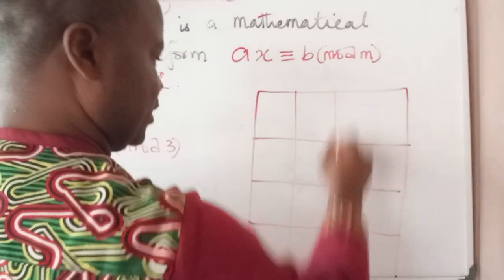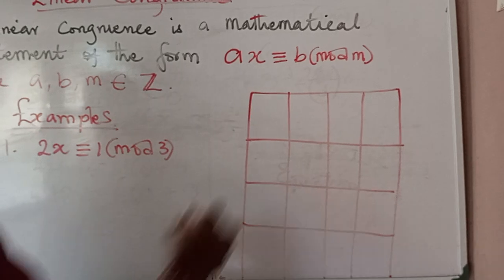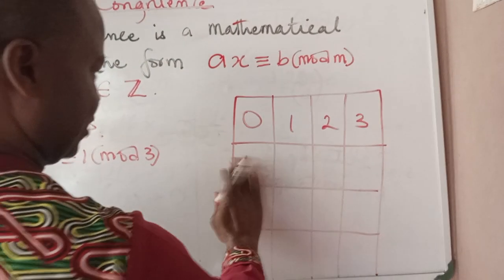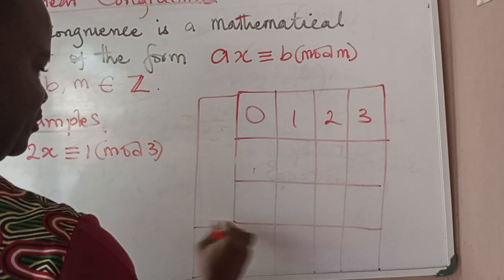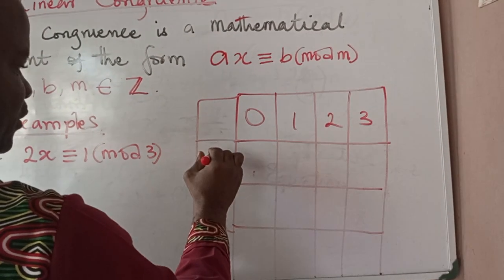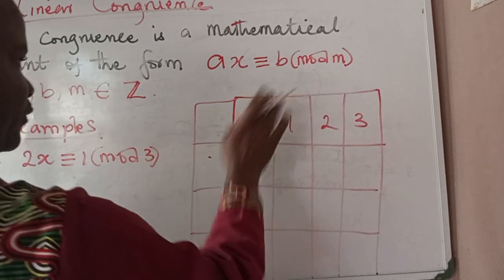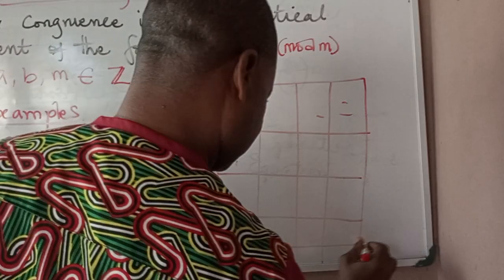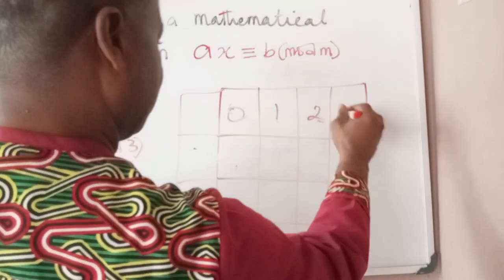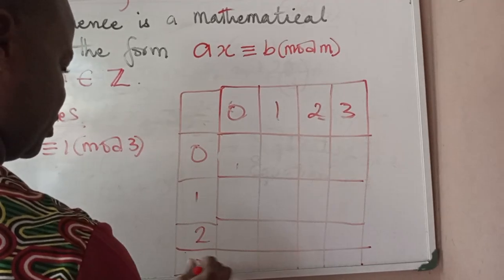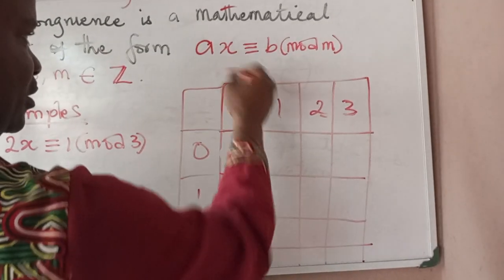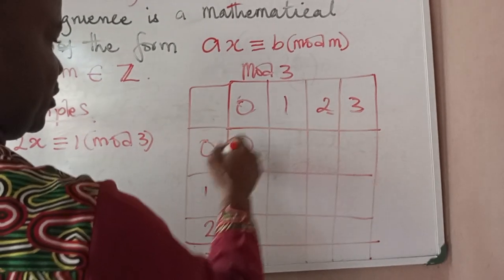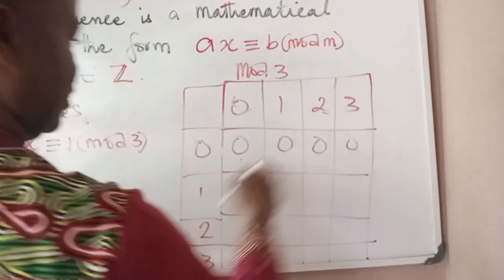So supposing you have the numbers 0, 1, 2, 3. Then you have the same this way. Let me keep it here. So we have 0, 1, 2, 3, then 0, 1, 2, 3. Then 0 times 0, let me say this is in mod 3. 0 times 0 will be 0, 0 times 1 is 0, 0.